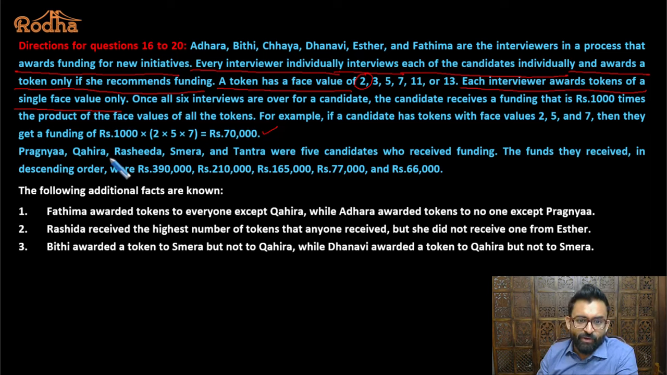P, Q, R, S and T were 5 candidates who received funding. The funds they received in descending order were 3,90,000, 2,70,000, 2,10,000, I'm sorry, 1,65,000, 77,000, and 66,000. So the 1,000 is absolutely of no use. We have to find out the product of these prime numbers to make 390, 210, 165, 77, and 66. Okay, so this is something which we can do in the remaining time limit. So let's move to the next question page also.